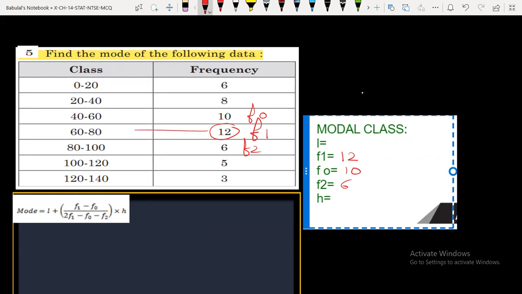And what is the modal class? Modal class is corresponding to the highest frequency, that is 60 to 80.